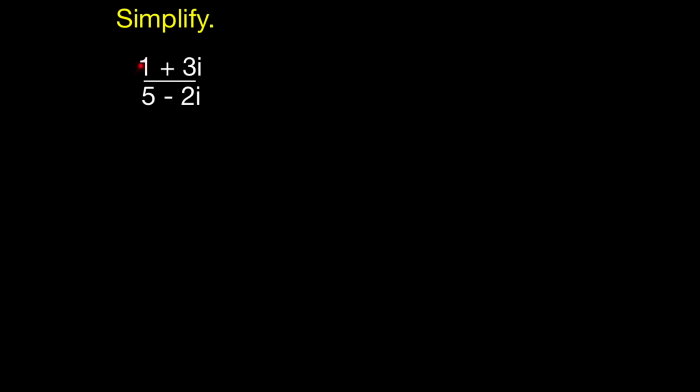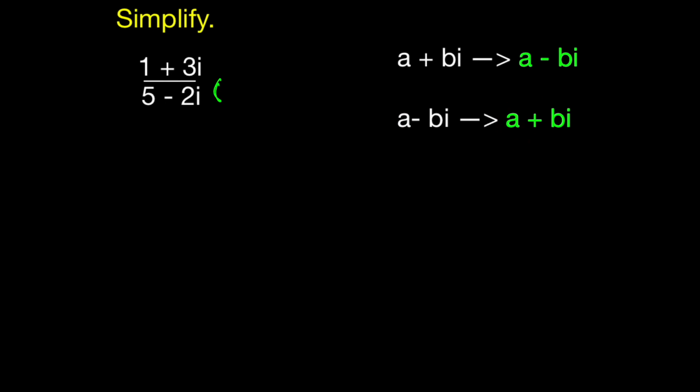In this example, we have a complex number getting divided by a second complex number. So just like in our previous examples, we got to look at the denominator and multiply numerator and denominator by the conjugate. So here, since we have the form a minus bi, we're going to multiply by a plus bi. So the conjugate of 5 minus 2i is going to be 5 plus 2i. We're going to multiply the numerator by the same quantity.